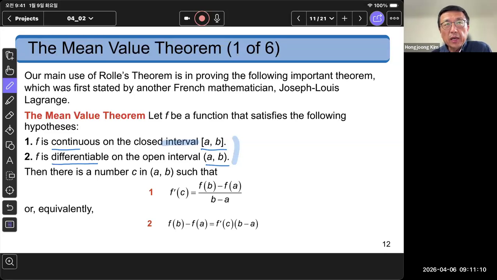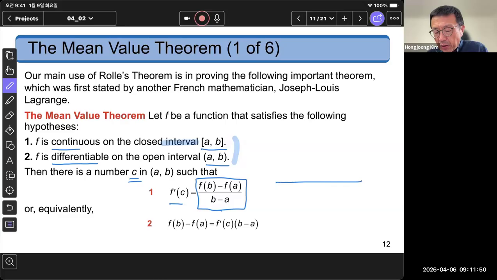In that case, the claim of the mean value theorem is the following. Previously in Rolle's theorem, if f of A and f of B are the same, then there is a number C such that f prime of C equals 0. Now, the mean value theorem says that there will be a point C such that f prime of C equals this. So where did we see this expression?